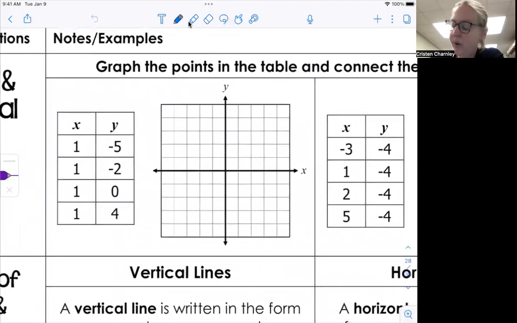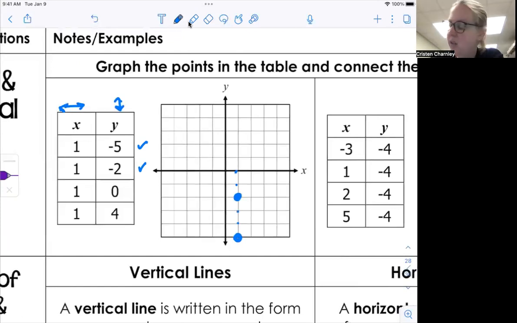I'll plot the points. I have the point x equals 1. x is left and right, y is up and down. So x equals 1 means I go right 1, and down 5. 1, 2, 3, 4, 5. There's my point. The second row is right 1 and down 2. 1, 2. Oops, I missed, that was only one. Down 2. There's the second point.